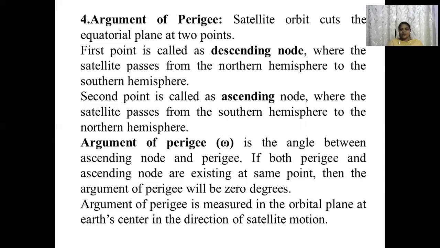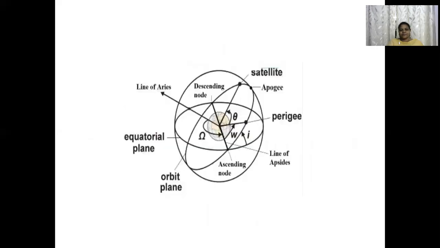Now, why are we talking about descending node and ascending node? The argument of perigee is the angle between the ascending node and perigee. So, if both perigee and ascending node are at the same point, then the argument of perigee will be 0 degrees. Argument of perigee is measured in the orbital plane at the Earth's center in the direction of satellite motion. You can see this here in this particular diagram.